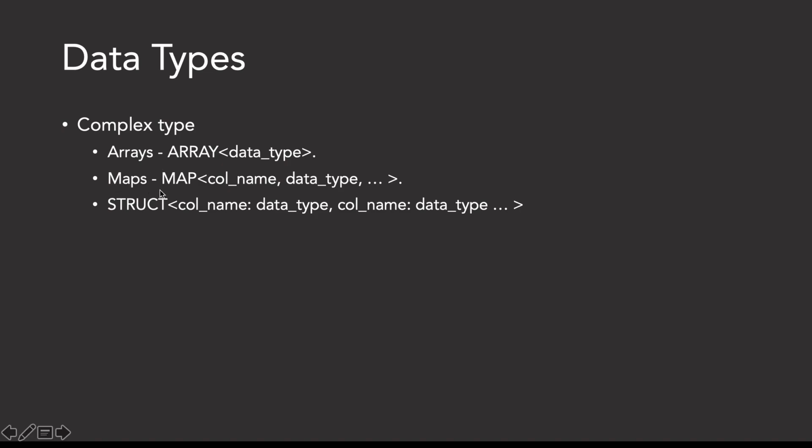Similar is the case with maps. You define a column data type to be map by using the map keyword and then mention the column name followed by the data type. Struct is similar to JSON, wherein you mention the column name followed by the data type of that particular column. So there can be multiple column names defined in a struct data type. So these are the complex data types that are available in Hive.